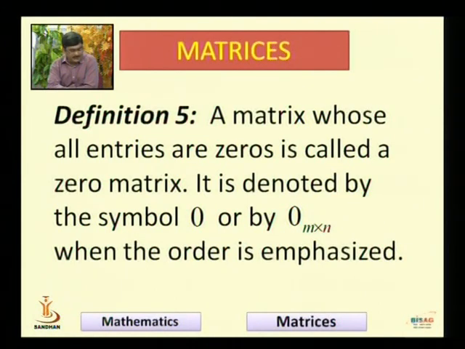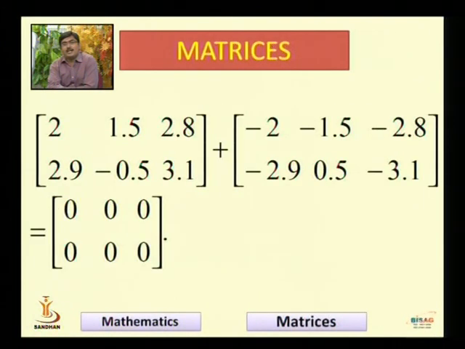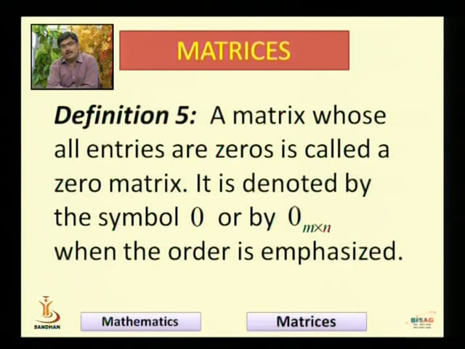Now, in this example I have taken a 2 by 3 matrix. There is nothing special about a 2 by 3 matrix. You can take any m by n matrix and put all the values 0. It will give you what is called a 0 matrix. At times we will be interested in discussion of the size, or the order, of the matrix.